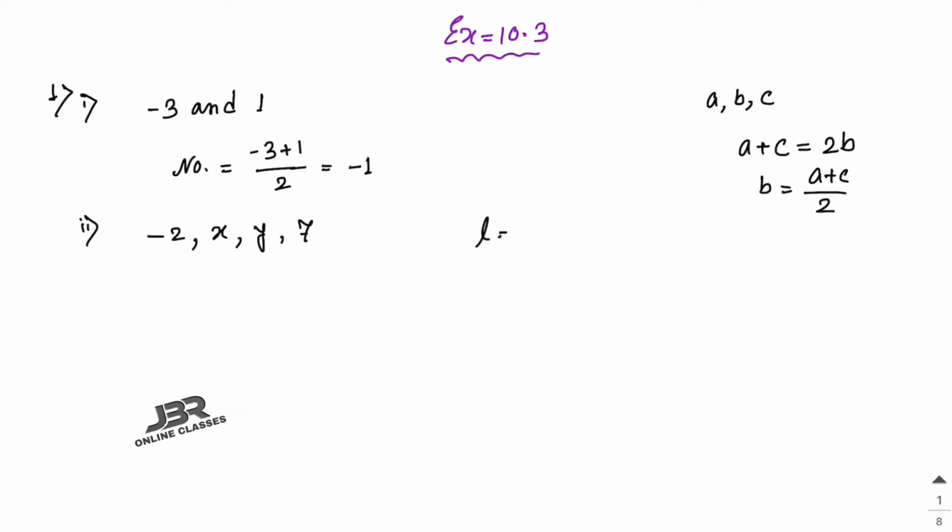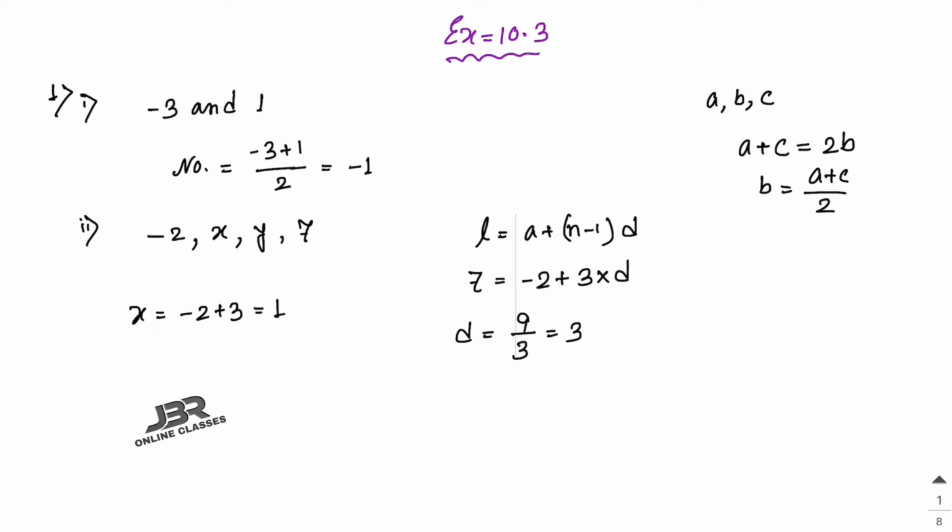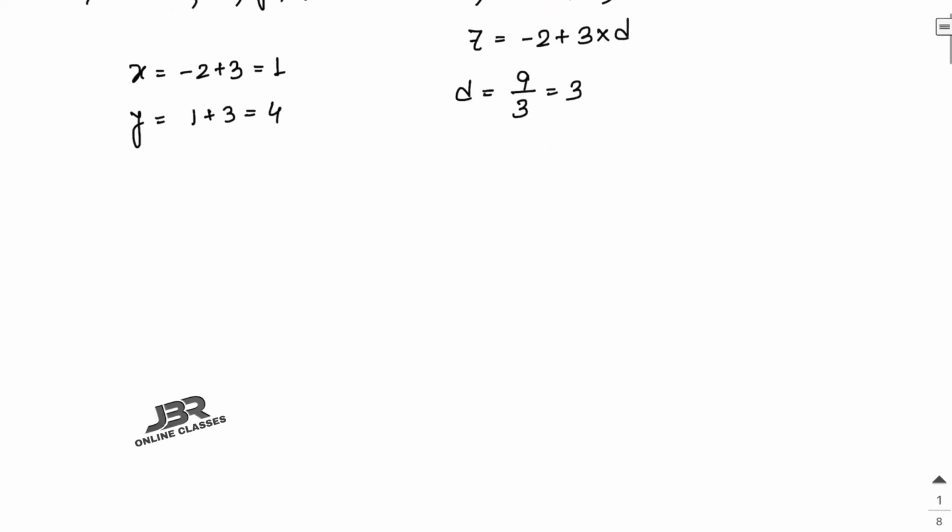You know the formula for L, that is A plus (N minus 1) into D. Here L equals 7, A equals -2, N is 4, so N minus 1 is 3, and then D. You can easily find the value of D: 7 plus 2 is 9, 9 by 3 equals 3. So as D equals 3, the second number x will be -2 plus 3, that equals 1, and y equals 1 plus 3, that equals 4. It's very easy.